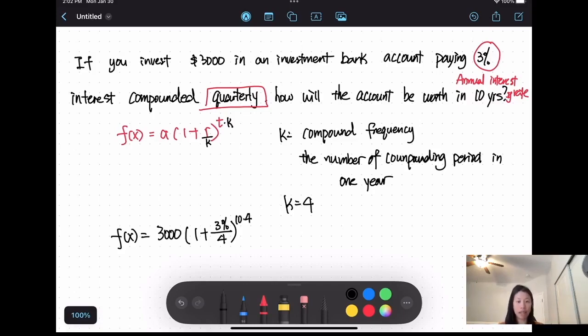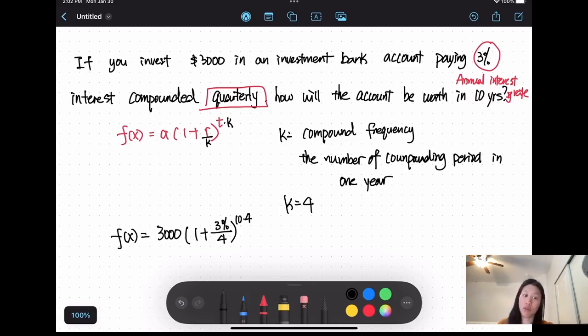So now everything is computed quarterly, right? Because once you use the annual rate divided by 4, that gives you the quarterly interest rate. So the quarterly interest rate is what? 3% divided by 4. And then how many quarters are you compounding in total? 10 times 4. So that's how this function works.